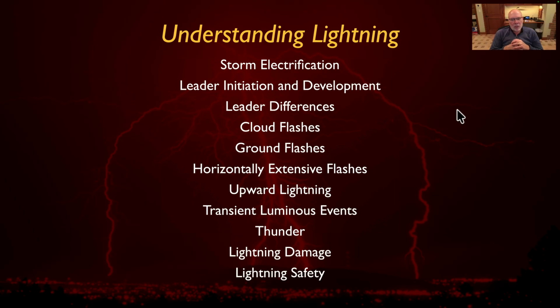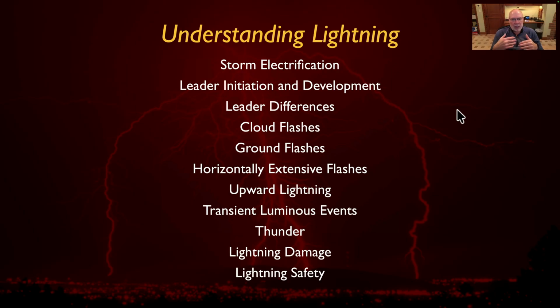And then we'll look at horizontally extensive flashes, and these are from storms, mesoscale convective systems that have large horizontal development, large charge layers that extend over, up to 100 and some kilometers, and these flashes themselves can travel horizontally for great distances. And one of the things about these types of flashes is that they can lead to another type of lightning, which is upward lightning.